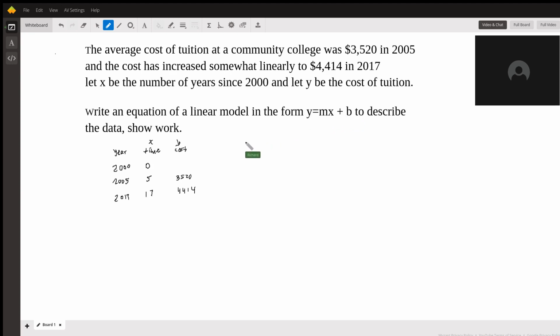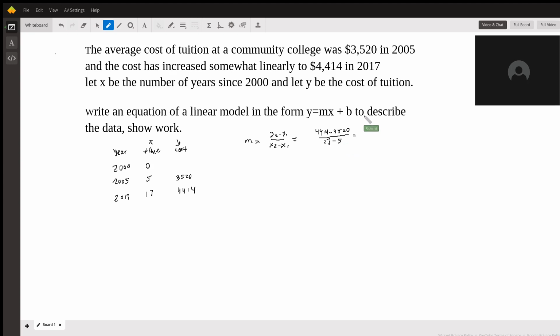I'm going to start with the slope. And I think you've seen this formula, y2 minus y1 over x2 minus x1 is our slope. So this is x1, y1, x2, y2 here. So it's going to be 4414 minus 3520 all over 17 minus 5.